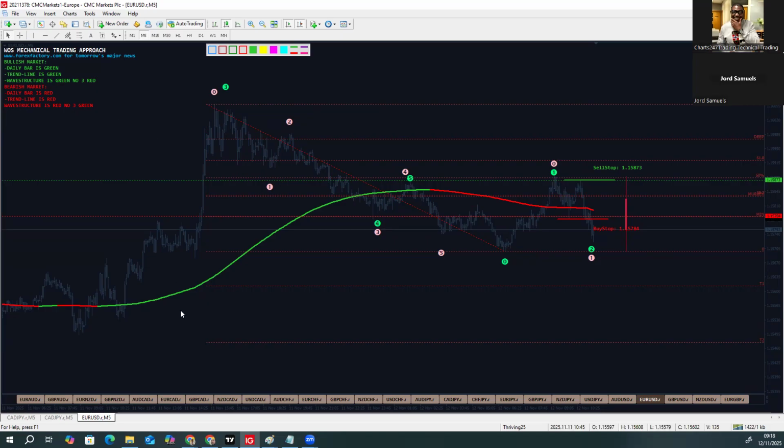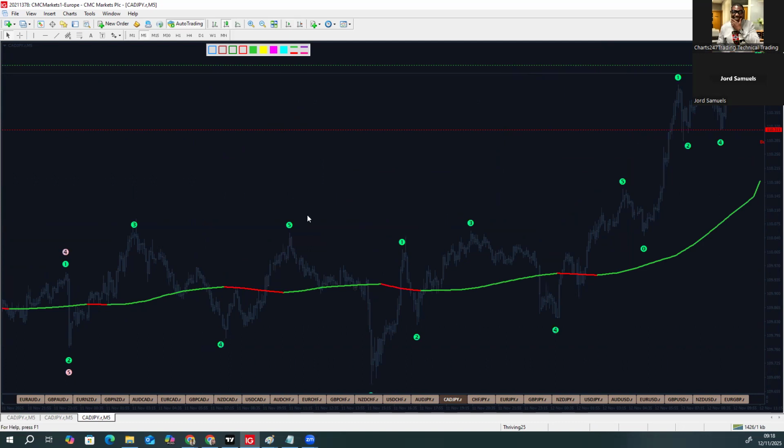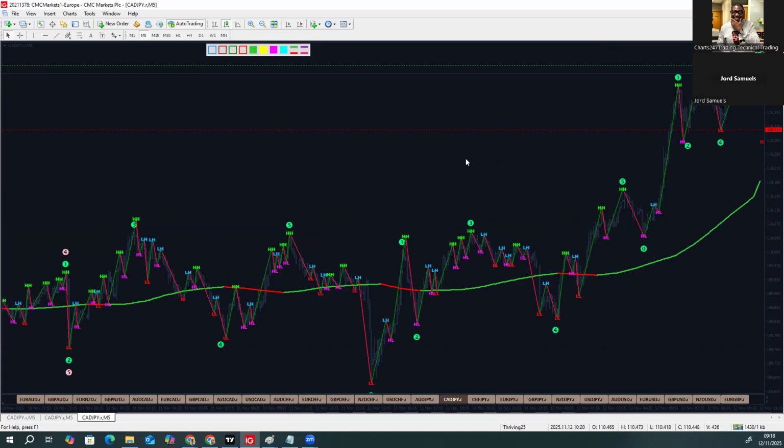Okay, so the example that I wanted to show you is the Canadian dollar Japanese yen. Let's look at the CAD yen that I traded yesterday. So this is the CAD yen. That was the trade yesterday. We had a downtrend here, lower low, lower low. Let's put the level on it. You can see the downtrend.